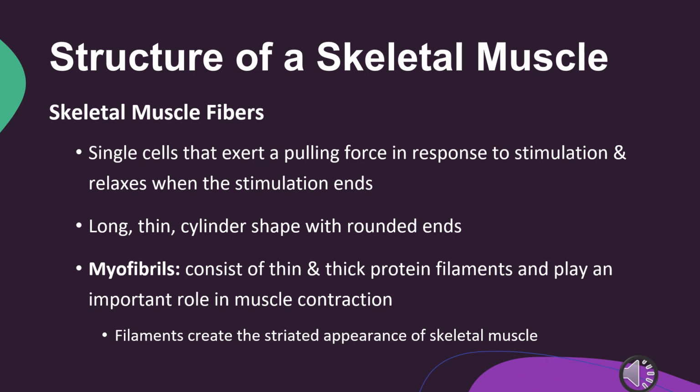It's these overlapping filaments that give skeletal muscle its characteristic striations, that striped appearance, right? So again, to sum up this slide, the fiber is the cell. Myofibrils are the working parts inside that make up the muscle and allow the movement to happen.